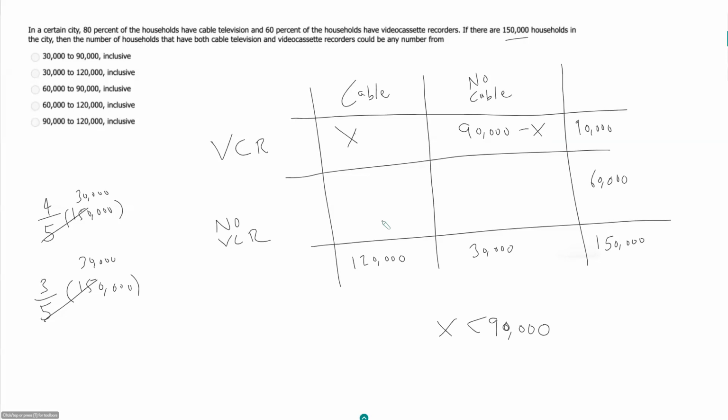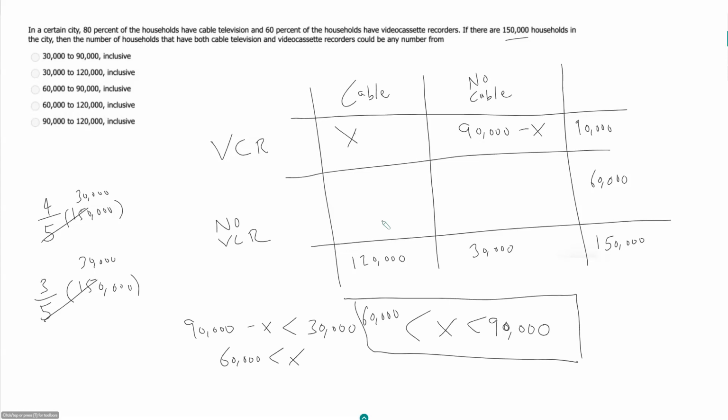What else do we know? 90,000 minus X also has to be less than 90,000. It also has to be less than 30,000. So that's really just the same as saying it's got to be less than 30,000. So 90,000 minus X has to be less than 30,000. So if we add X to each side and then subtract 30,000 from each side, we get X has to be greater than 60,000. So here we have our range, 60,000 to 90,000, which is C.